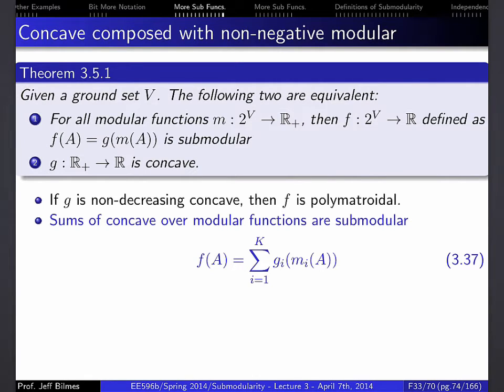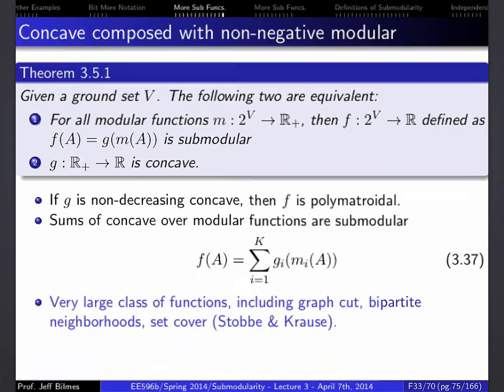All right, so where are we? So sums of concave over modular functions are submodular. This, as we will see when we start looking at some applications, is a critically important class of submodular functions for machine learning applications. One reason is that they're very general. But on the other hand, they're also quite scalable.